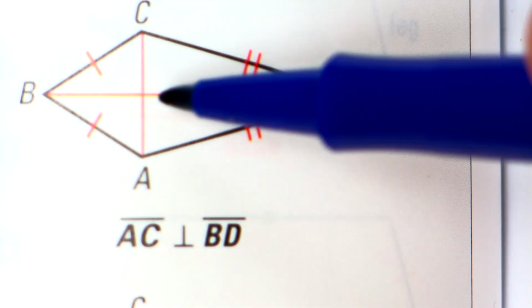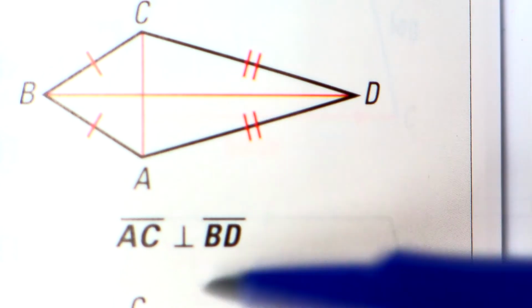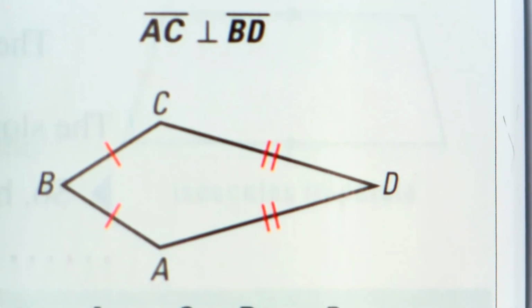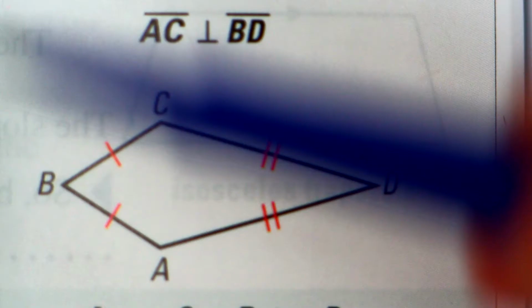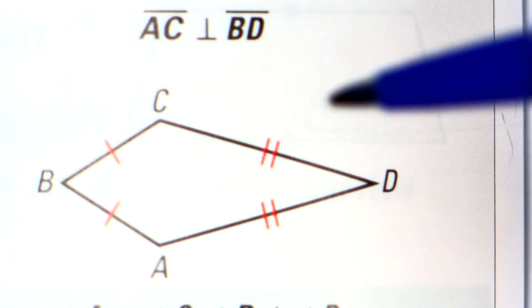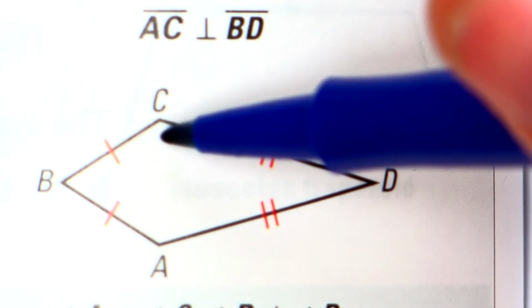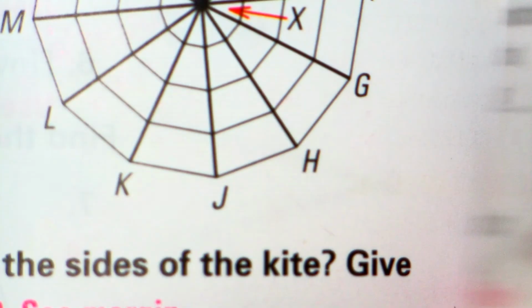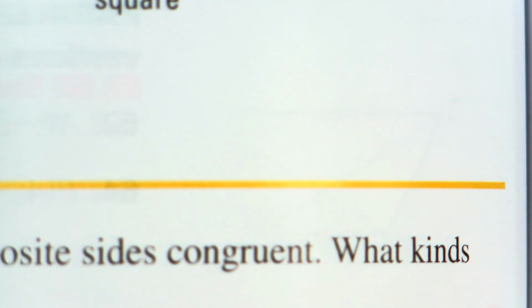So kind of like in a rhombus, they meet at a right angle. And then lastly, if a quadrilateral is a kite, then exactly one pair of opposite angles is congruent. So in this situation, either A would be equal to C or B would be equal to D, one of the two. And that is what makes up that polygon, the quadrilateral called a kite.